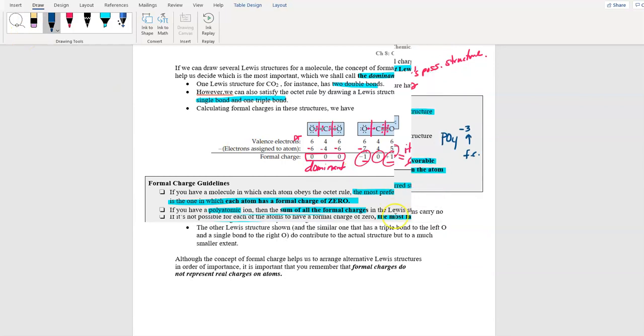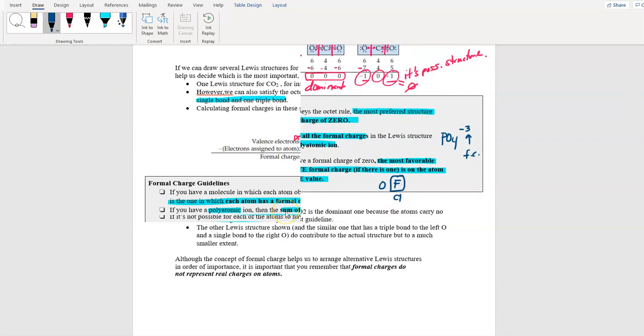CO2 is the dominant structure that has the 2 double bonds on it. The other Lewis structure shown, it's similar with the triple bond to the left and the single to the right. It contributes to the actual structure, but to a very small extent. Like I said, it's like a minor possible structure. The major structure would have the 2 double bonds.